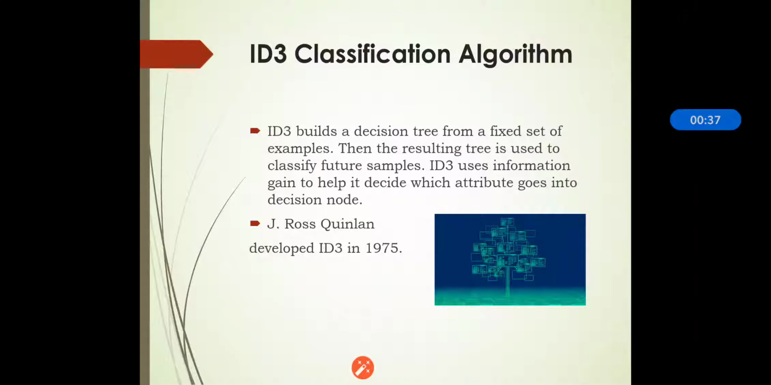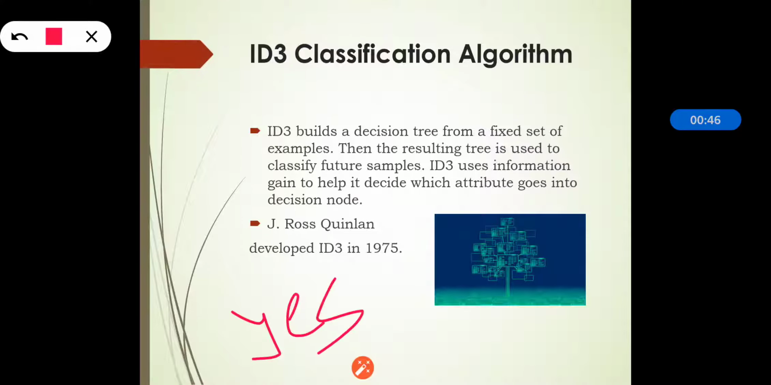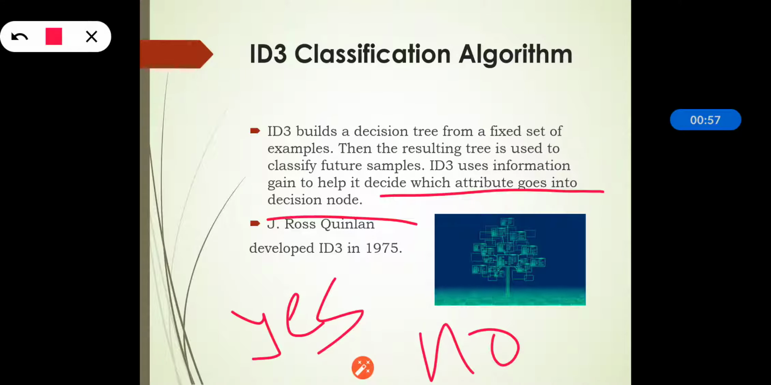The example has several attributes and belongs to a class, and that class is of yes/no type. Then ID3 uses information gain to help it decide which attribute goes into a decision node. Means ID3 is basically used for building the decision tree, and that decision tree is built from a fixed set of examples. After that, the resulting tree is used to classify future samples. Means first the tree is built from the data set, then it is used to classify future samples.